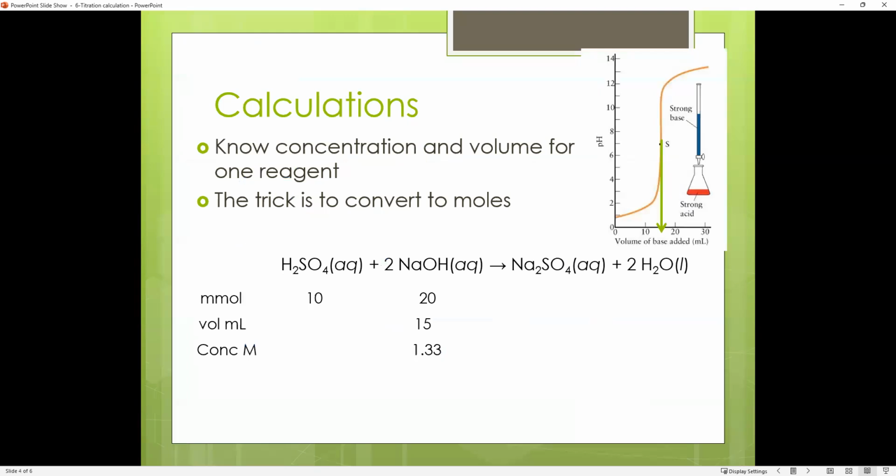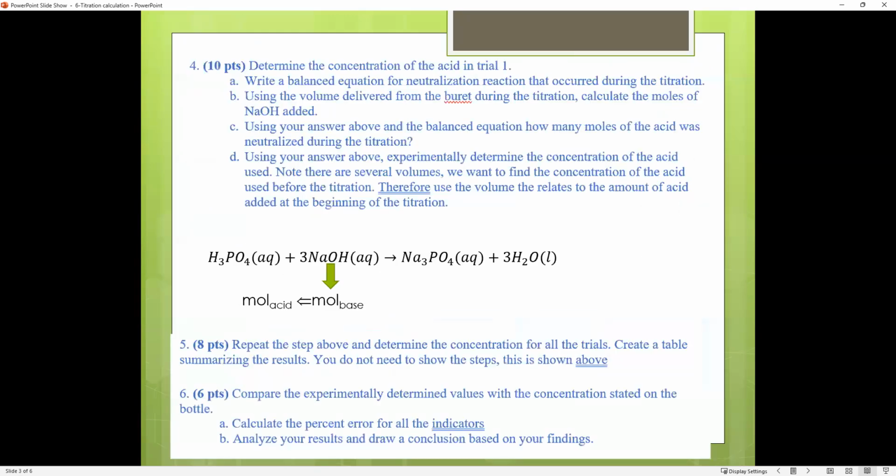I gotta go back before here. So now you're just going to show the work for all of them. For 4, you do it for one of the trials. And now in 8 and 5, you're going to repeat it all, but you're just going to show those results in a table and analyze your results and draw your conclusions. So how do we compare? Well, percent error is a great way to be able to compare those numbers.